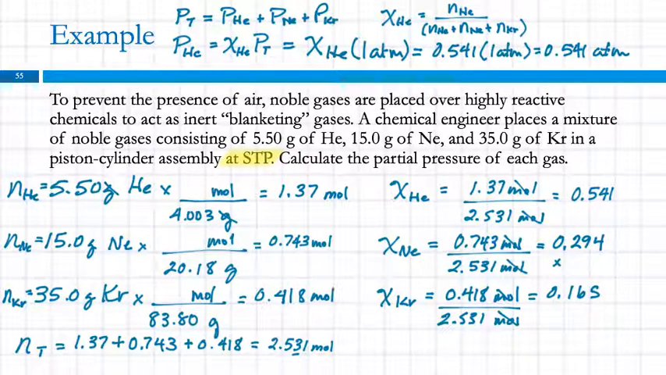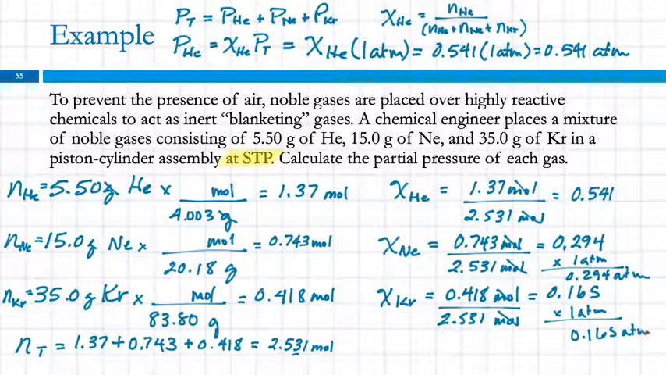For the neon, not xenon, this is helium. For the neon, times 1 atmosphere, and we get 0.294 atmospheres. And for the krypton, multiplied by 1 atmosphere, and we get 0.165 atmospheres. Those partial pressures should add up to the total pressure. So there's one answer. This has 3 answers. And there's another one. And the other one's up here.